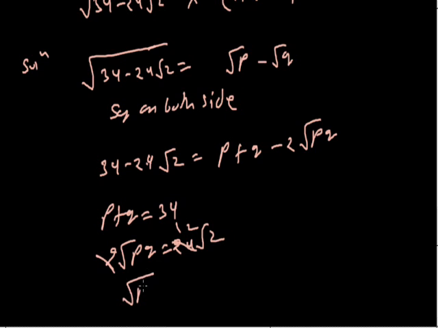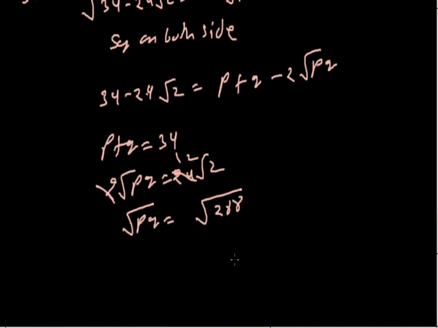Now root pq is equal to 12. When we take 12 inside the root, its square becomes 144. 144 into 2 comes to be 288. So by comparing these two, we can say that pq is equal to 288. Now you have to think of two numbers whose sum is 34 and product is 288.